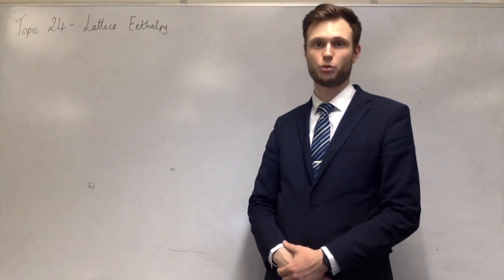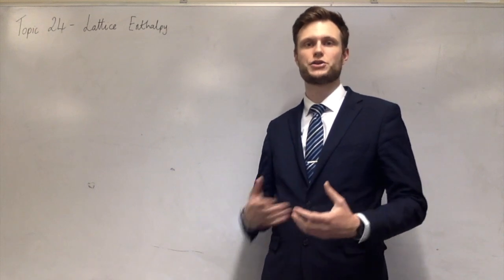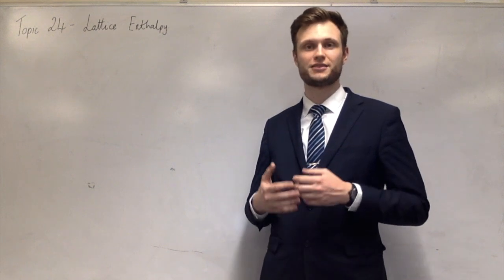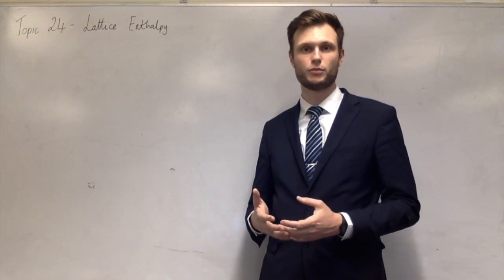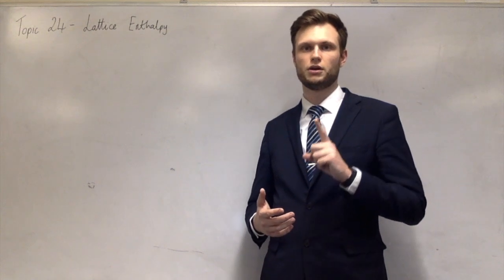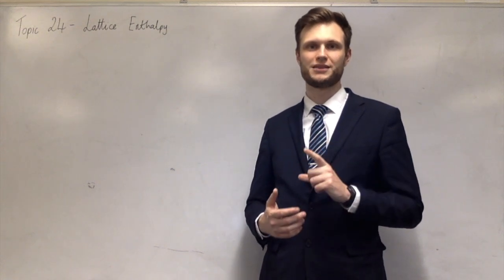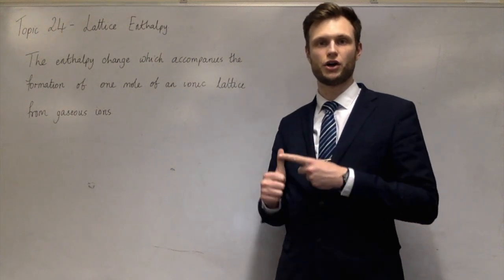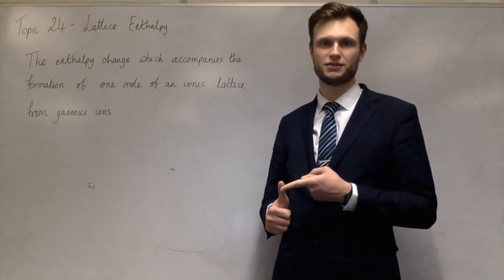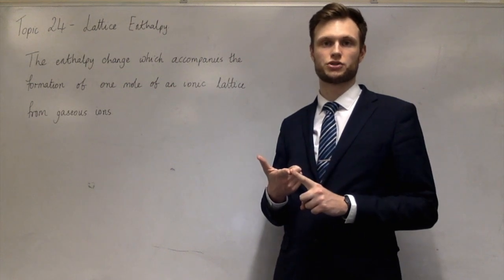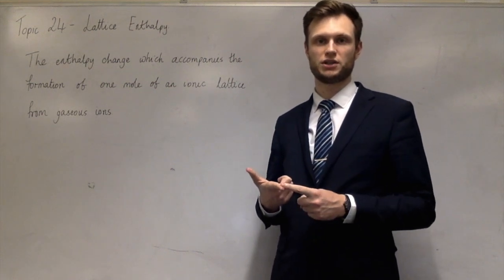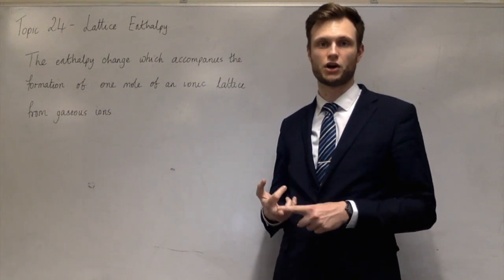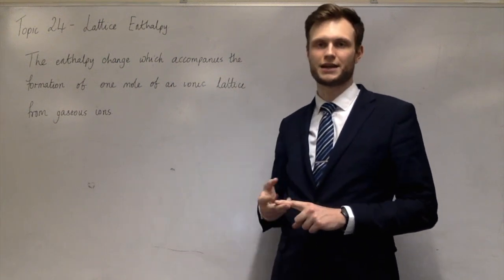This is lattice enthalpy. Now, lattice enthalpy is a measure of the strength of the ionic bonding in a lattice, and it's defined as the enthalpy change which accompanies the formation of one mole of an ionic lattice from gaseous ions. The things which affect lattice enthalpy are the ionic size, so the ionic radius, and the ionic charge. The greater the charge is, the greater the lattice enthalpy is. And the smaller the size of the ion, the greater the lattice enthalpy is.